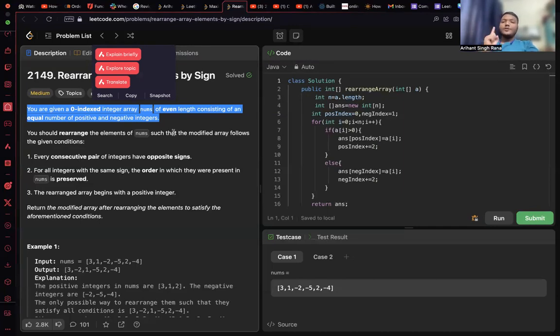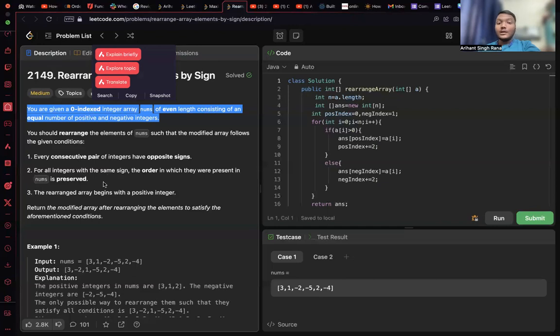First, each consecutive pair should be of opposite signs. For example, an array of length 4 should contain elements like positive, negative, positive, negative, not like positive, positive, negative, negative, because then each consecutive pair does not have opposite signs. That's why the answer would be positive, negative, positive, negative, positive, negative and so on till the length of the whole array.